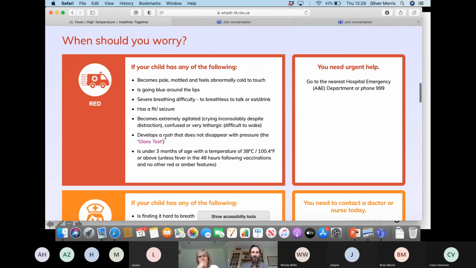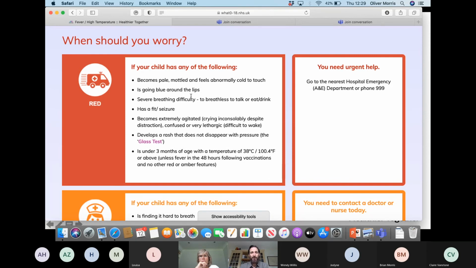Just looking through some of these features here, just so you've got a sense of them, a lot of these are very similar across the pathways. They're trying to pick out features of serious illness like sepsis. So obviously this is trying to pick out a child that's got particularly shut down and circulation failing. So pale, I said, is not a particularly helpful thing, but certainly that mottled, blotchy appearance is worrying. Feeling abnormally cold to the touch throughout the body, a real sign that the circulation is not working properly.